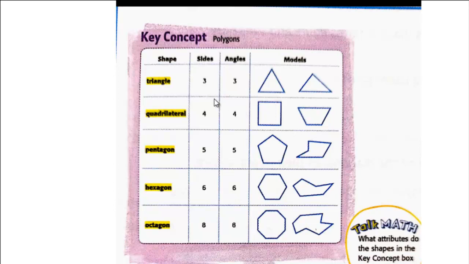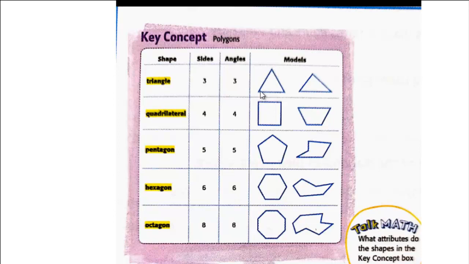Here, let's look at some polygons. This table is divided into 4 columns. The first column is called shape, the second column sides, the third column angles, and the fourth column models. Shapes: triangle, quadrilateral, pentagon, hexagon, octagon. Let's start with the first shape, the triangle. This model of a triangle, let's take the number of sides.